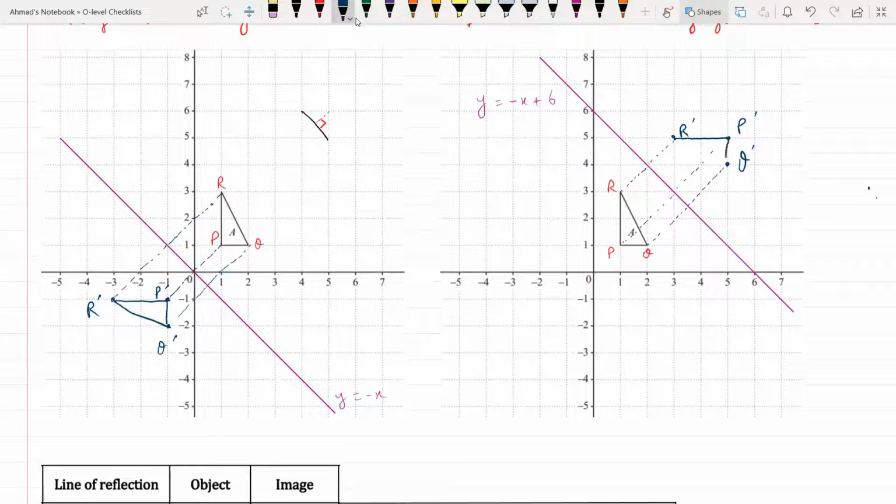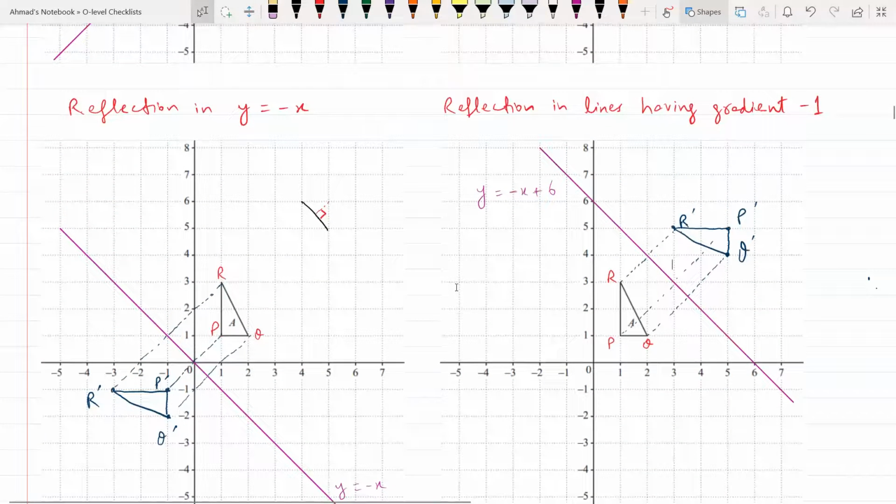So the transformed figure looks something like this. That is your final result here. Okay, P dash, Q dash and R dash, that is the reflected figure. So this is how you can do it for these common lines.